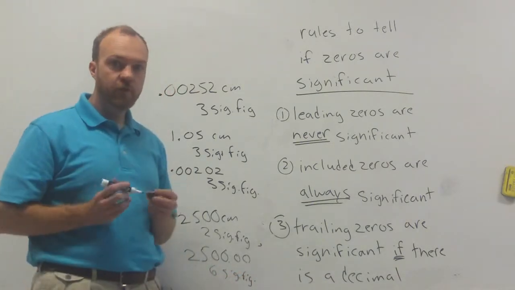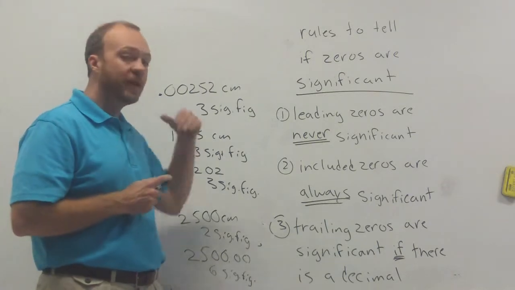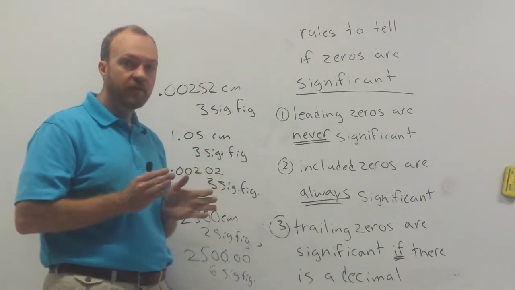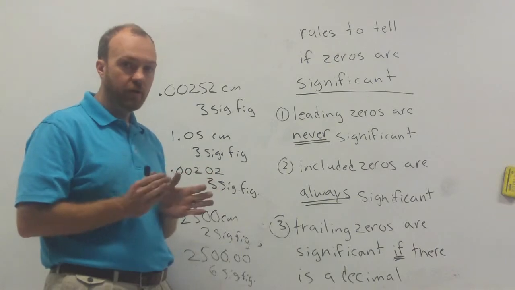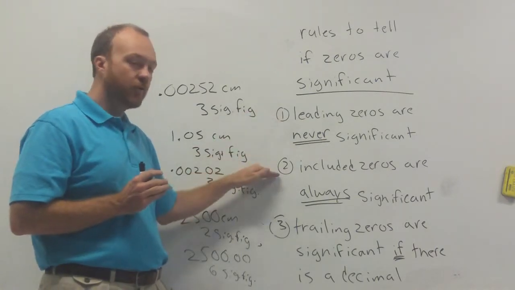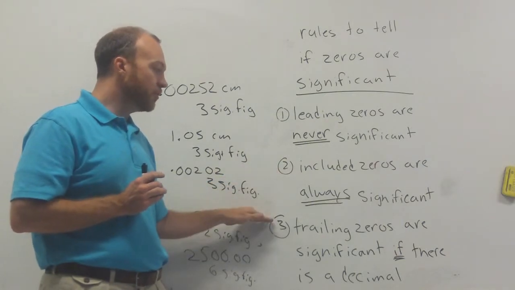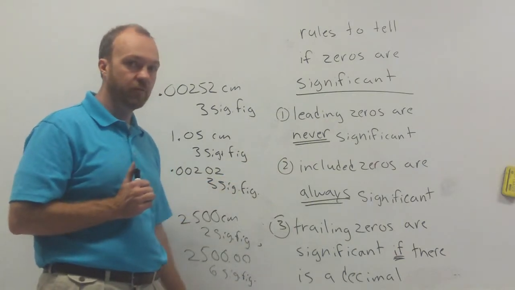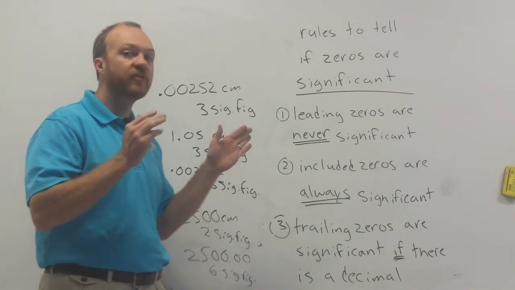So significant figure rules are not hard, and if you go back to the previous video, it should make sense why the rules are what they are. But make sure you know them. Leading zero is never significant, included zeros are always significant, trailing zeros are significant if there is a decimal. But they're not significant if there is not a decimal.